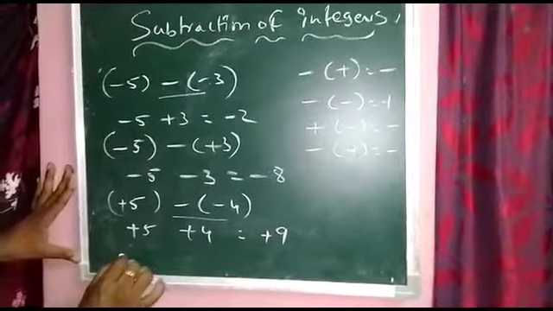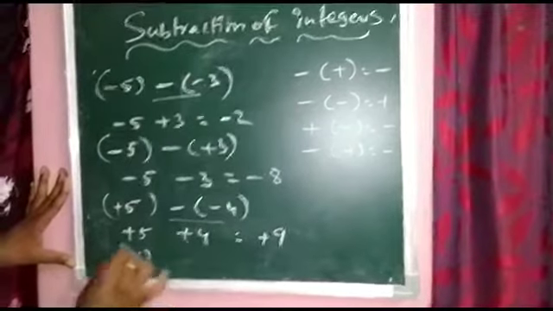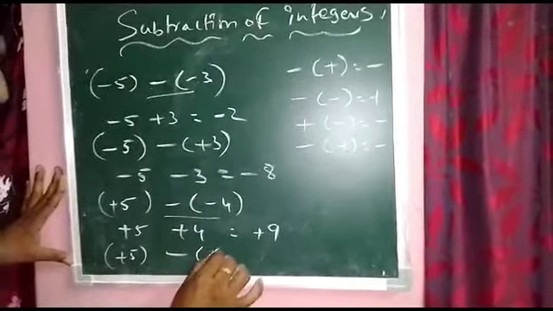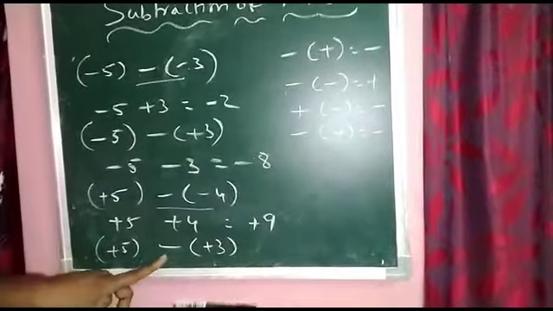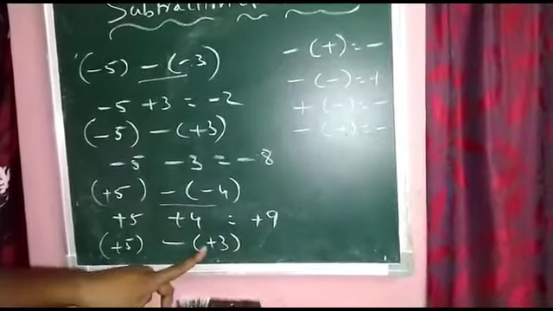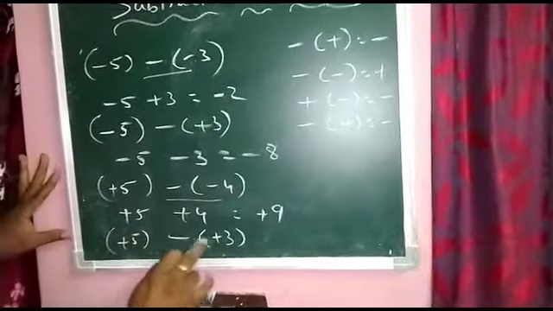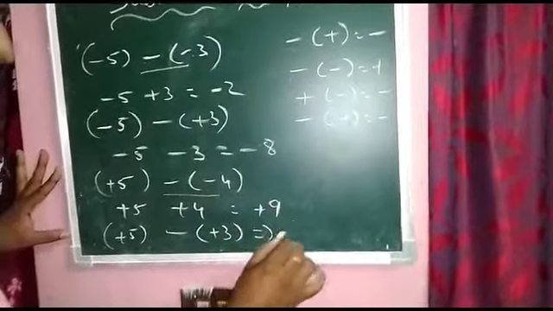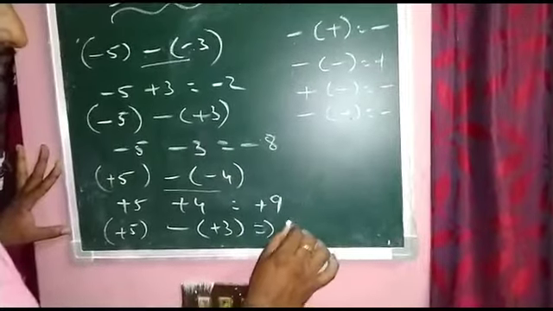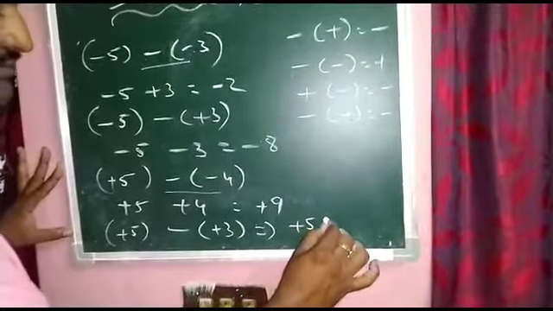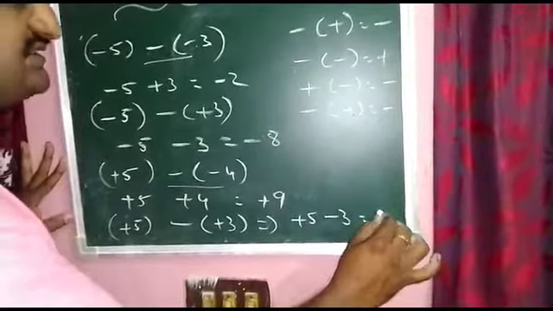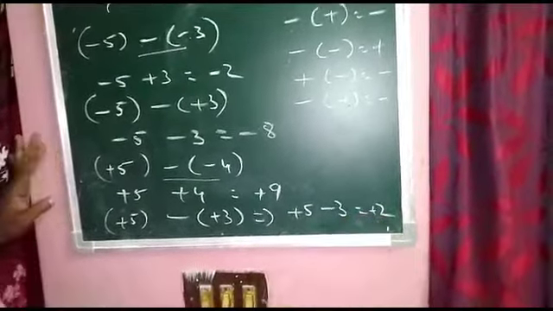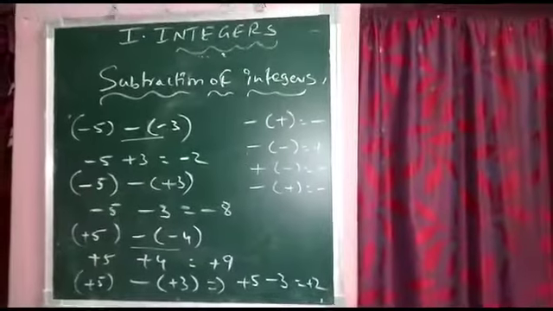Again, plus 5 minus of plus 3. One time observe it. Minus of plus. Minus into plus. What will you write? Minus. When you observe, it means plus 5 minus 3. The difference is 2. Which sign is bigger? Positive sign is bigger. Plus 2. Like this way you will solve subtraction.